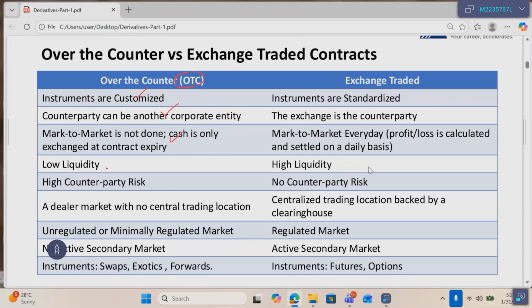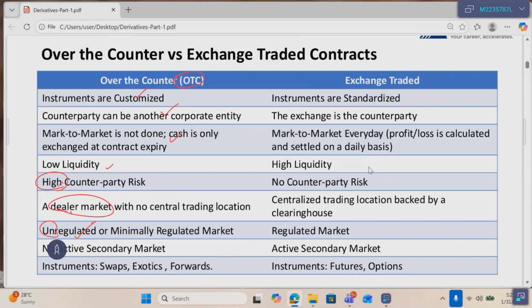Obviously, the liquidity is very low, and it is possible that suppose you enter a contract to do something in the future, that guy may disappear on the day of settlement. So the counterparty risk is very, very high, right? You're dealing in the dealer's market, obviously, and over the counter is normally not regulated.